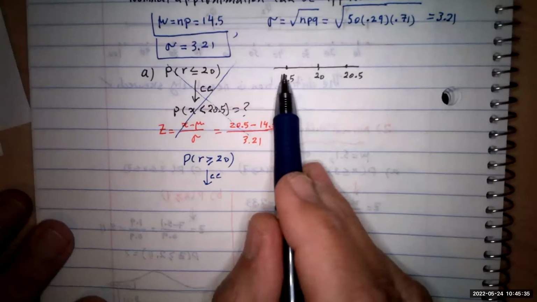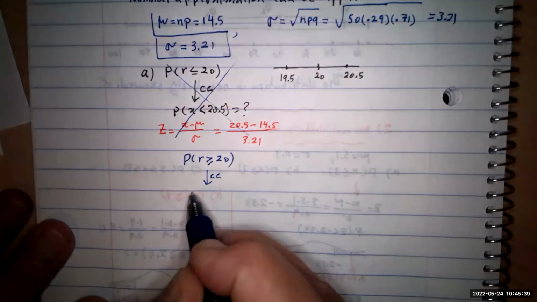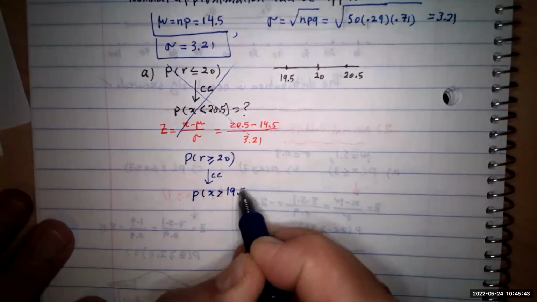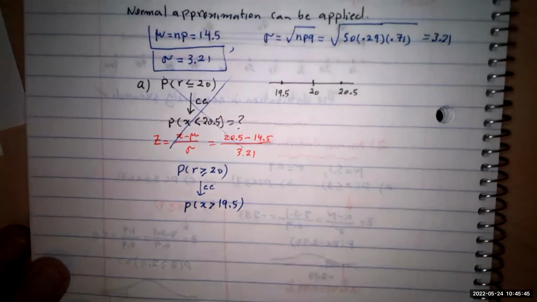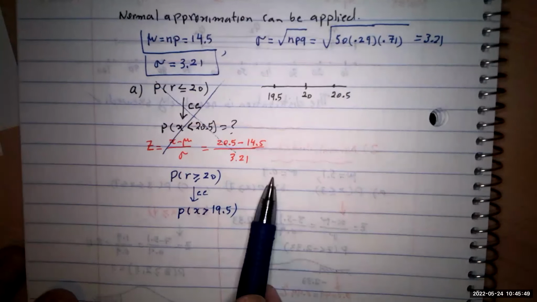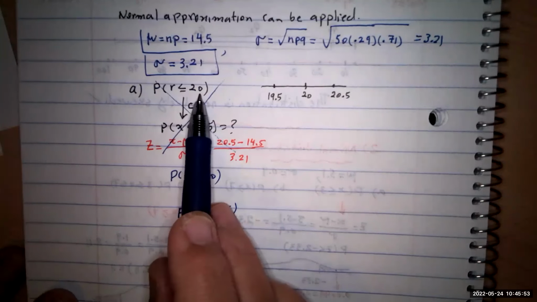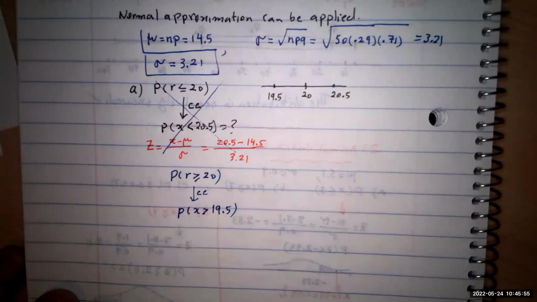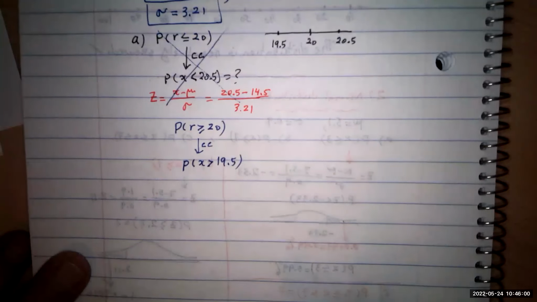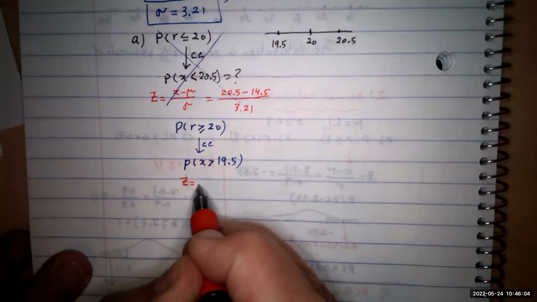You see 20 is greater than 19.5 this time. So it's going to be X greater than 19.5. Any question? So the direction must be consistent. You see, it's greater than, so we picked the 19.5. If it was less than, we picked the 20.5. And we have it in the second part. So I have to find the Z number for this one.